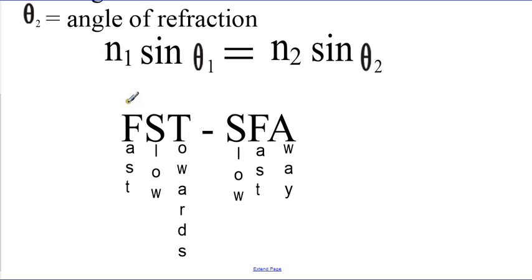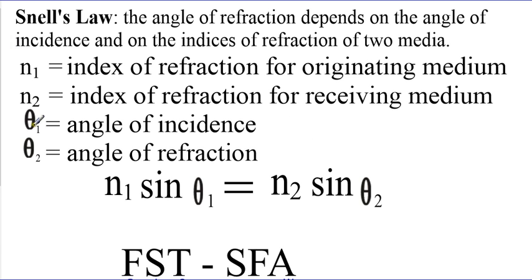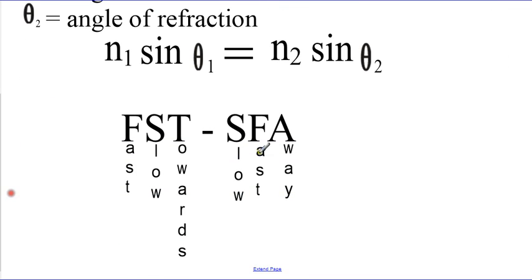And what this means is if you go from a low to a high index medium, remember a high index is going to mean a slower speed of light, then the way this will bend is towards the normal. Remember, all of these angles are measured in relation to the normal, for our thetas. And then slow to fast, so a high index to a low index, will bend away from the normal. And I'll show you what that means in just a little bit.